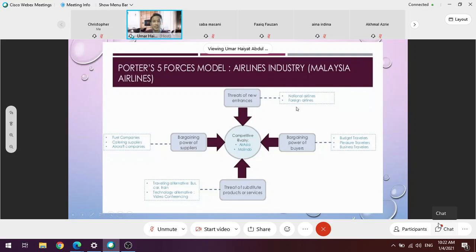Here we are taking the perspective of the airline industry: threat of new entrants, bargaining power of buyers. For example, you need to understand who your customers are, whether they are budget travelers, pleasure travelers or business travelers. Budget travelers definitely do not want to pay more, so this is where they face real competition with other low cost airlines, like Faik said just now.